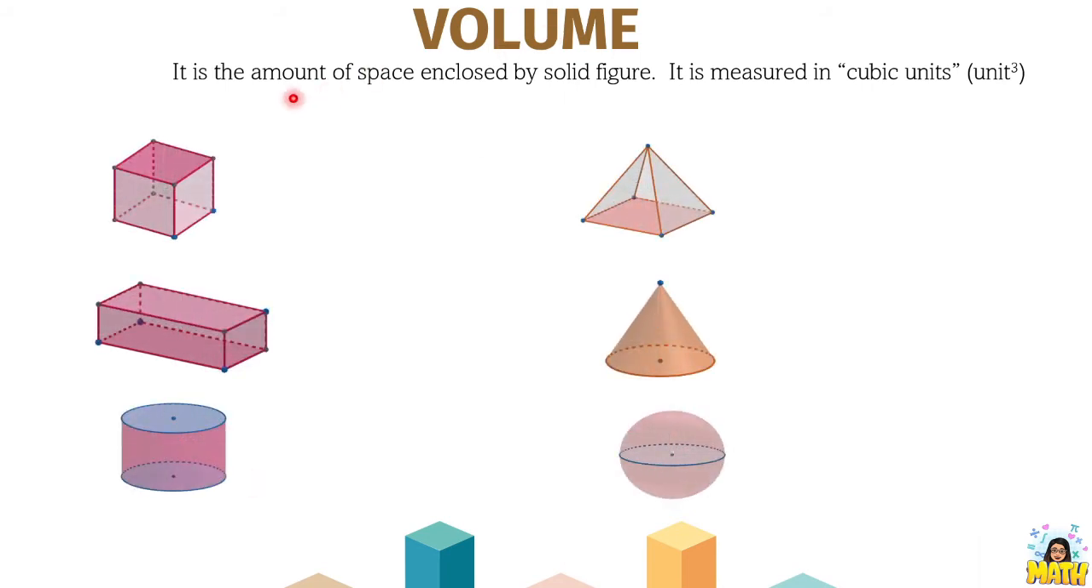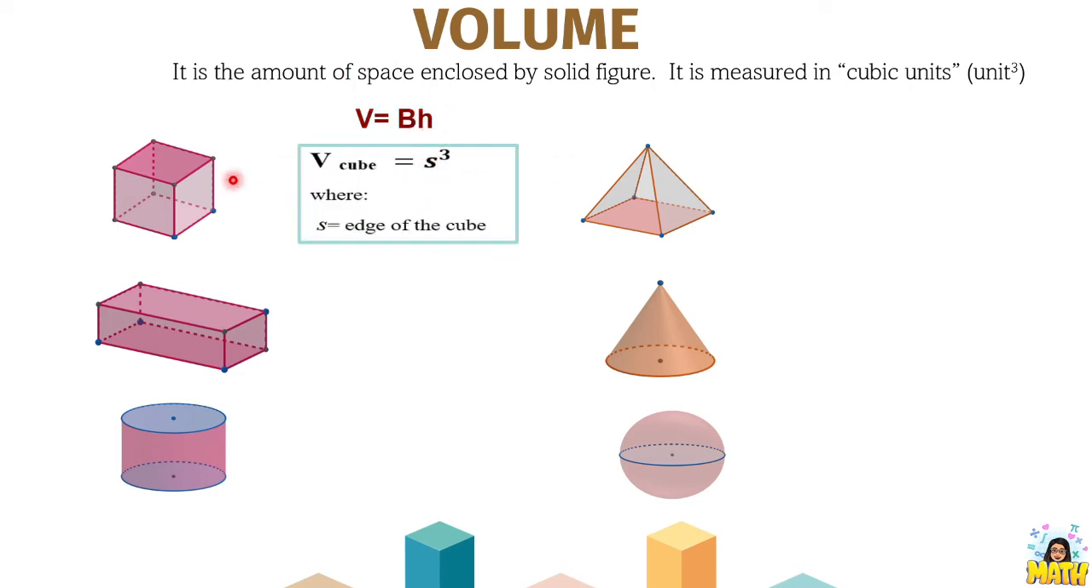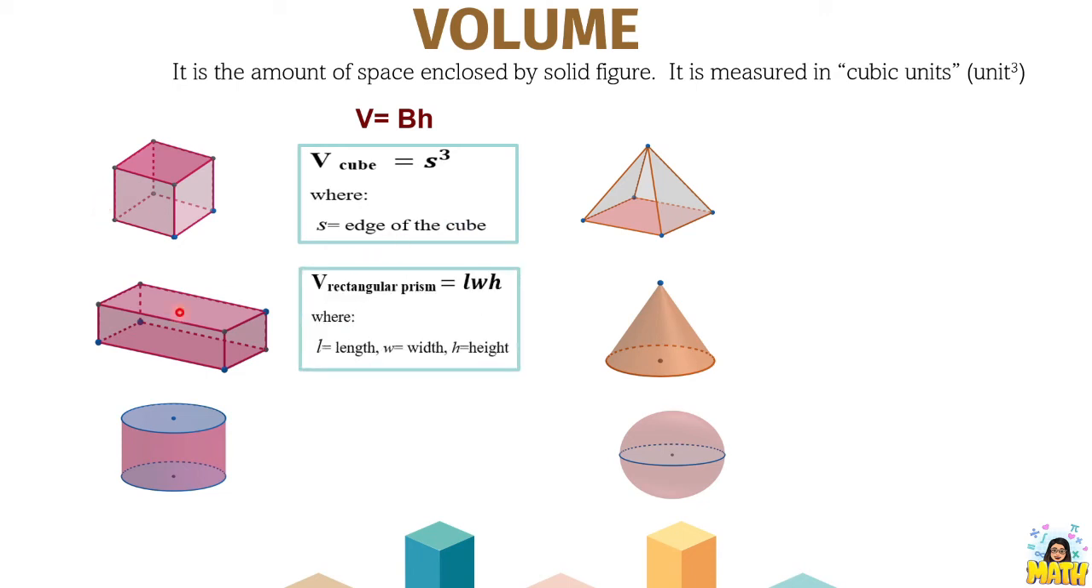Again, when we say volume, it is the amount of space enclosed by a solid figure, and this is measured in cubic units. We have the general formula equal to area of the base times the height. From this, we have derived the specific formula for the cube, which is equal to s cubed, where s is the edge of this cube. For rectangular prism, we simply just need to multiply all the dimensions, length times the width times the height.